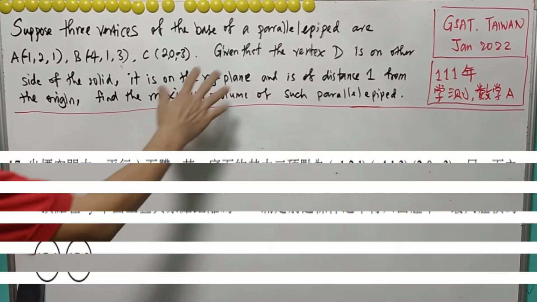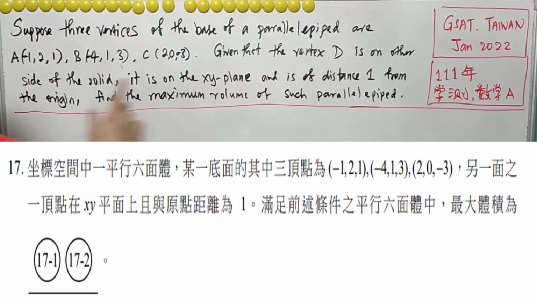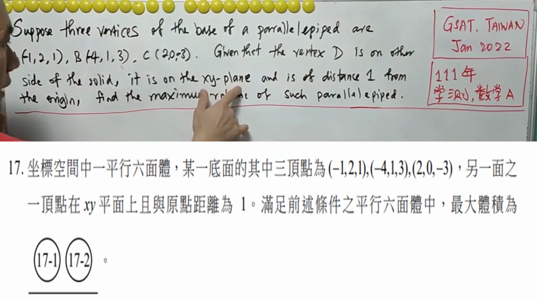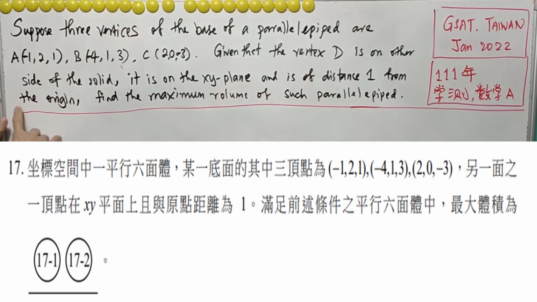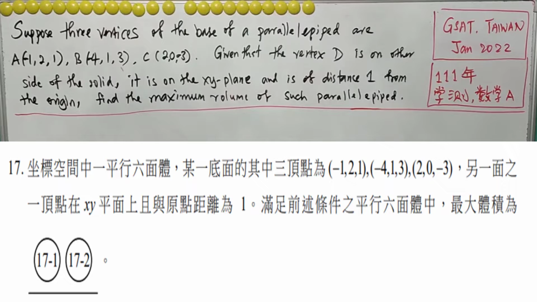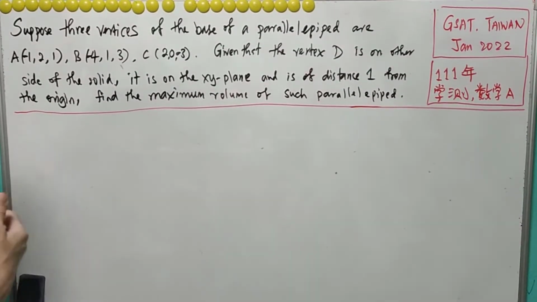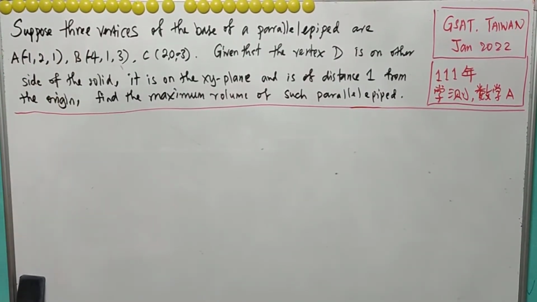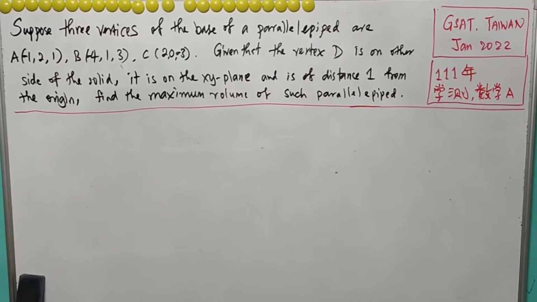Let's continue. Given that the vertex D is on the other side of the solid, and it is on the xy plane, and is of distance 1 from the origin. There is a lot of information here. Now with this information, we are asked to find the maximum volume of such a parallelepiped. For myself, I looked at the question a few times to really understand what it's all about. So maybe I will guide you on this.